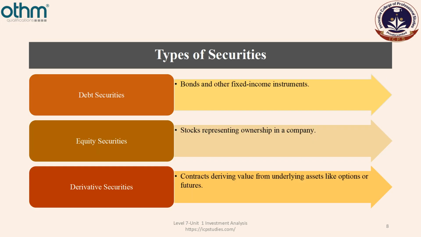Now we have different types of securities. First, we have debt securities, which means bonds and other fixed income instruments. Then we have equity securities, which means stocks that represent ownership in the company. Then we have derivative securities, which means contracts that derive their value from an underlying asset, for example, options or futures.